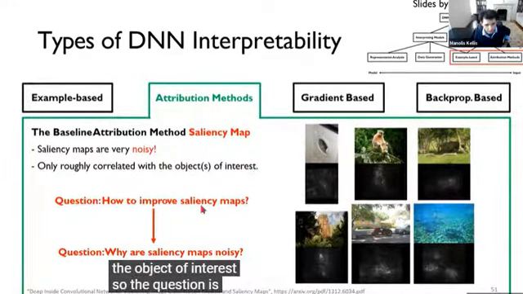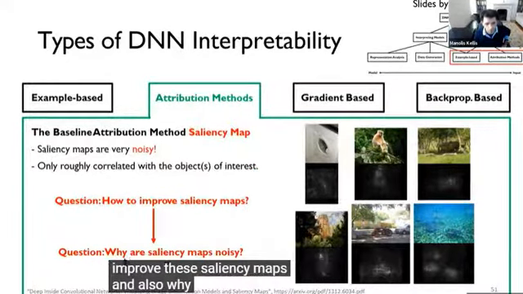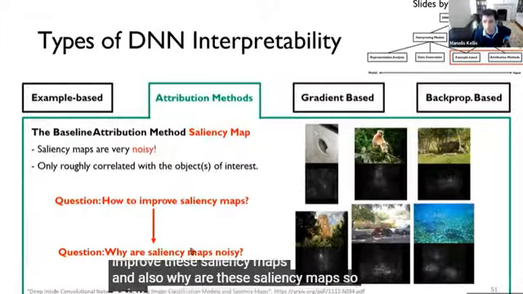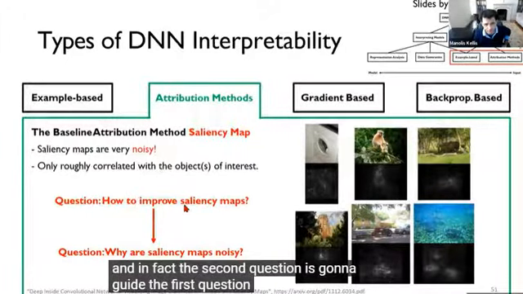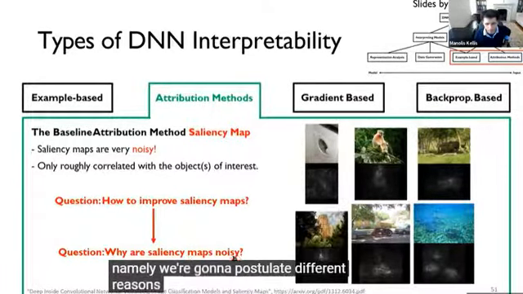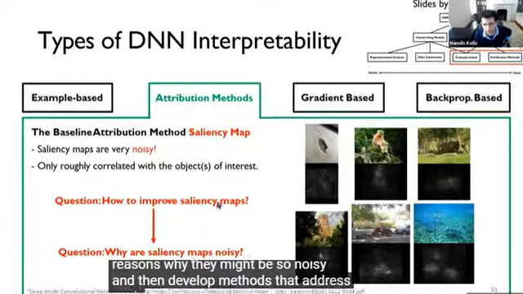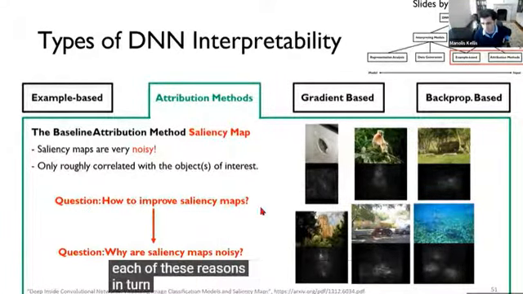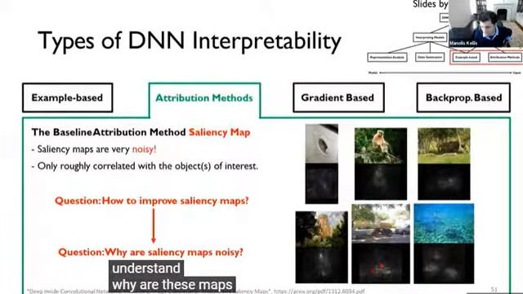So the question is, how can we actually improve these saliency maps? And also, why are these saliency maps so noisy? And in fact, the second question is going to guide the first question. Namely, we're going to postulate different reasons why they might be so noisy and then develop methods that address each of these reasons in turn. Okay, so let's now try to understand, why are these maps so noisy?